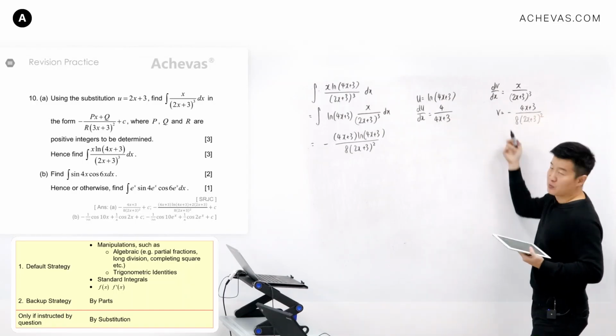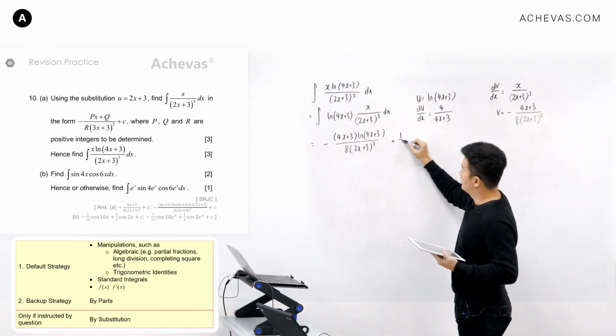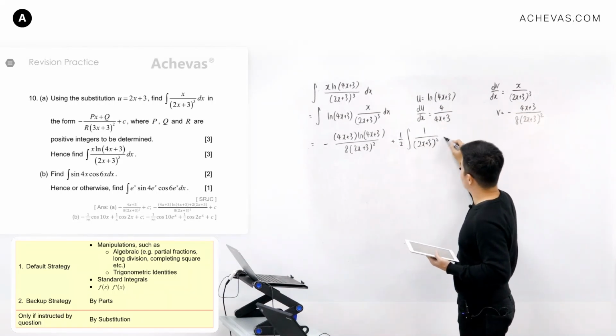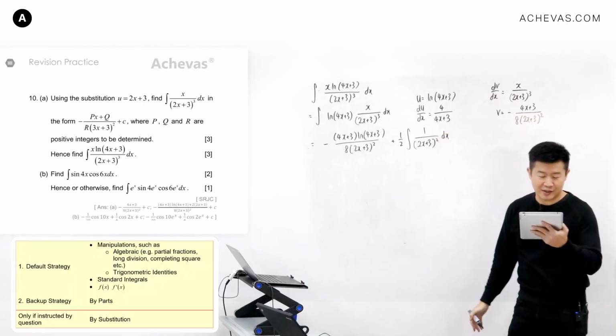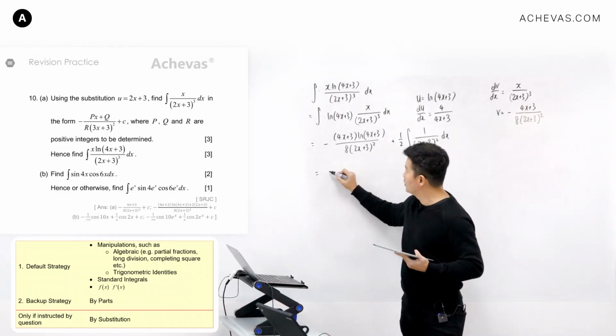4 and 8, it will be reduced to half. And minus, if I were to take it out, it is going to be plus half the integration of 1 over (2x plus 3) squared. And this is very, very easy to integrate. I just need to move this up so that it can be to the power of minus 2 and integration can happen already. Let me just finish this up.